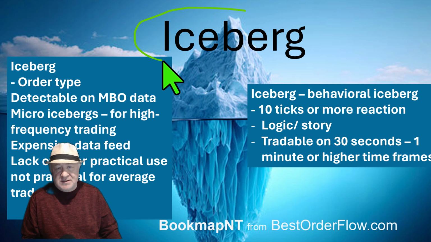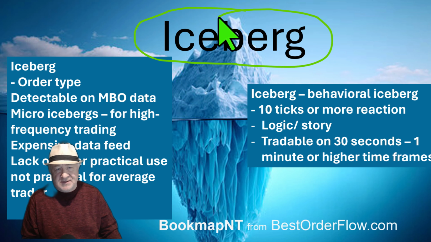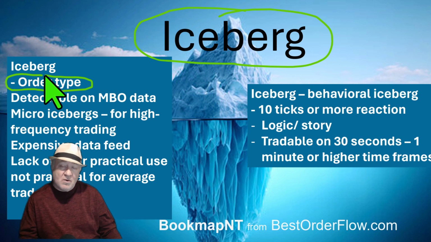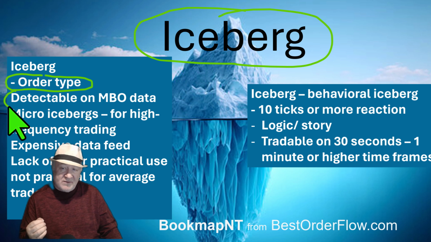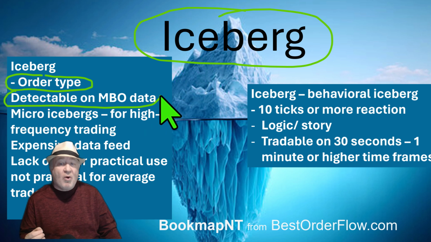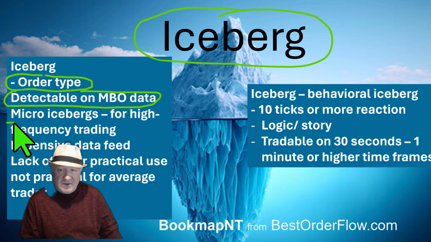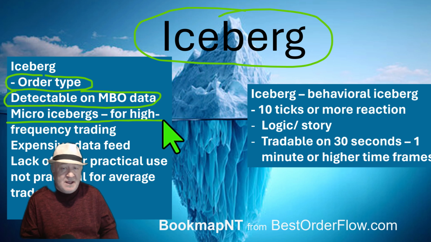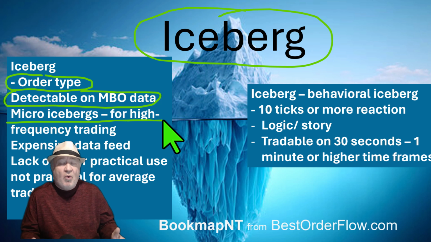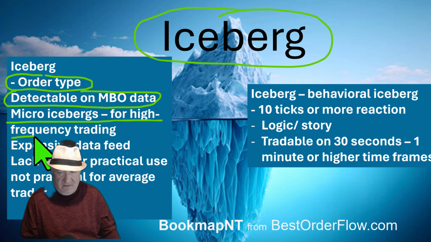I'm going to give you two kinds of icebergs to think about. Clearly, the iceberg is an order type, so those orders are detectable by order type on MBO data feeds. And when you see the MBO data feeds, there are micro icebergs. There are so many of them in a 2 or 3 minute time frame, you can see tens of them or even more. And it's great to use for high frequency trading.